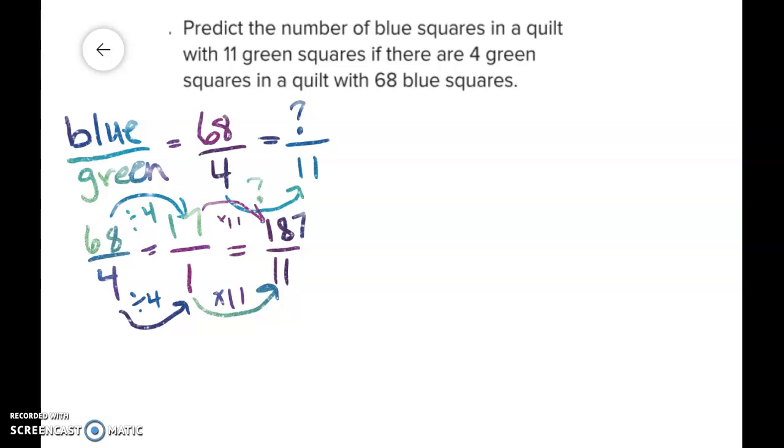So here, again, they were comparing blue squares to green squares. They told us there was 68 blue squares for every 4 green squares. They were asking us how many blue squares there would be for 11 green squares. Since there's not an awesome way to turn a 4 into an 11, we used our good old unit rate to be able to help us with that. So the answer to our question is that we would predict that there would be 187 blue squares when there are 11 green squares.